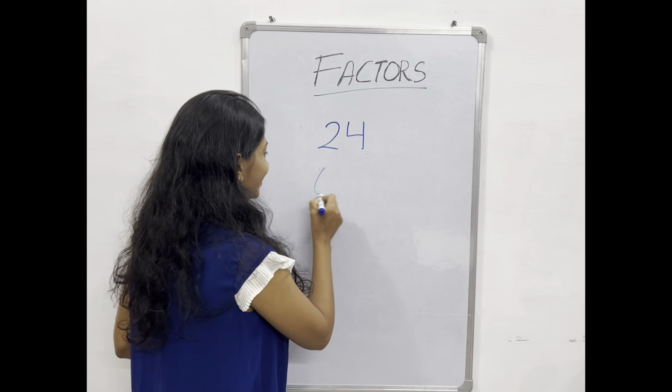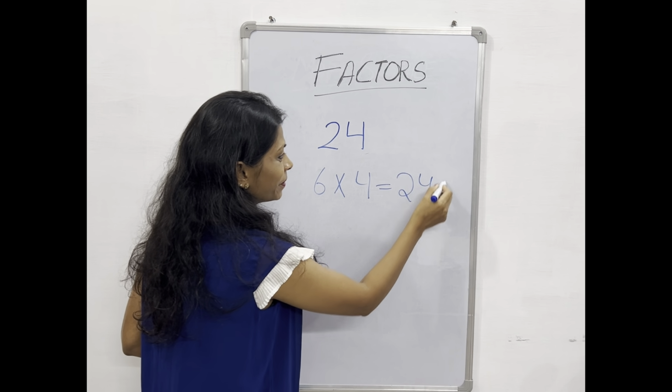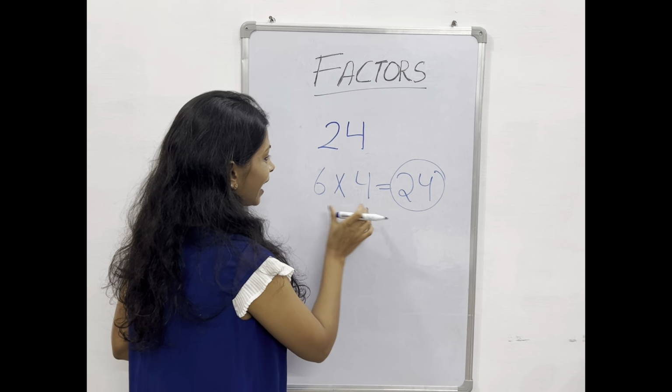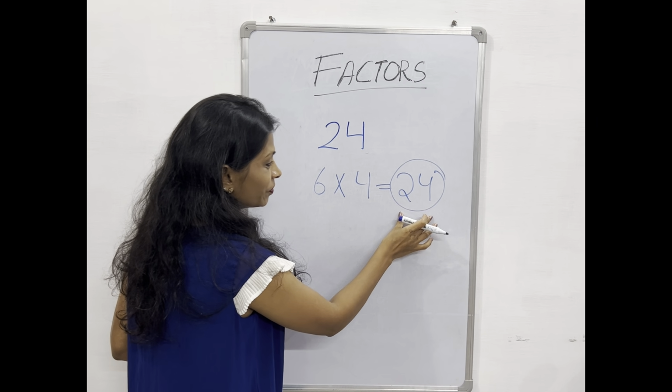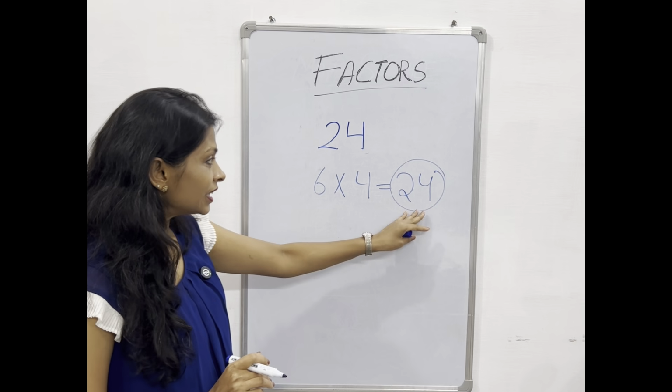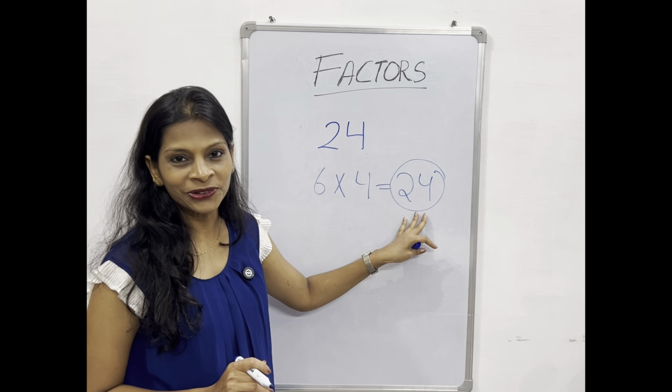Factors are numbers that multiply and give us a particular number. And the numbers that are getting multiplied are called the factors of 24. Here 24 is the multiple of 6 and 4, and 6 and 4 are the factors of 24.